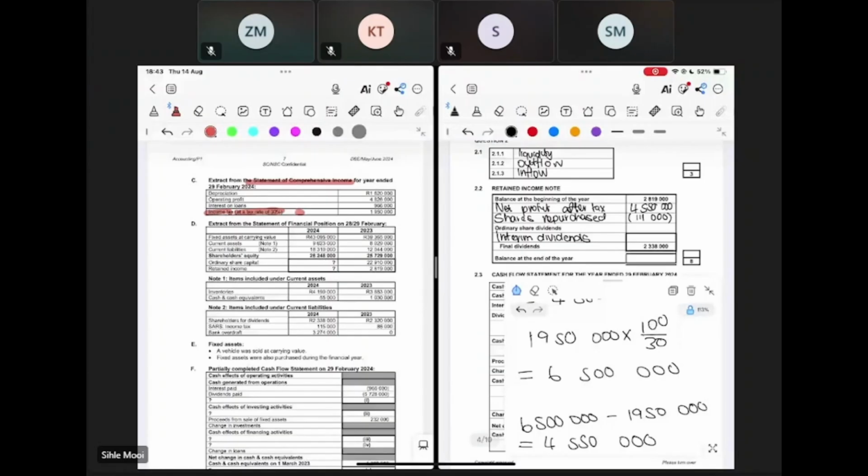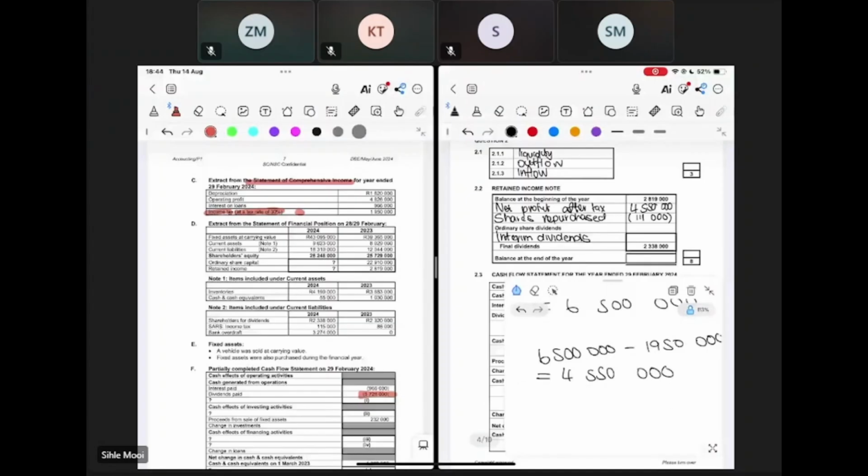Now let's see what other information we have been given. If we look here in our partially completed cash flow statement and information F, we have been given what the dividends paid is. And then we can use that to calculate our interim dividends. So how do we do that? How do we calculate our interim dividends?